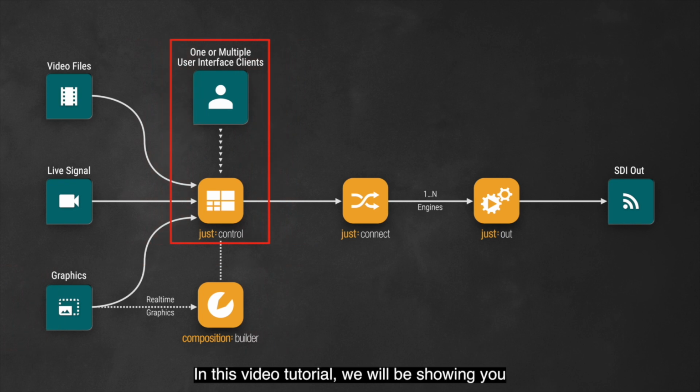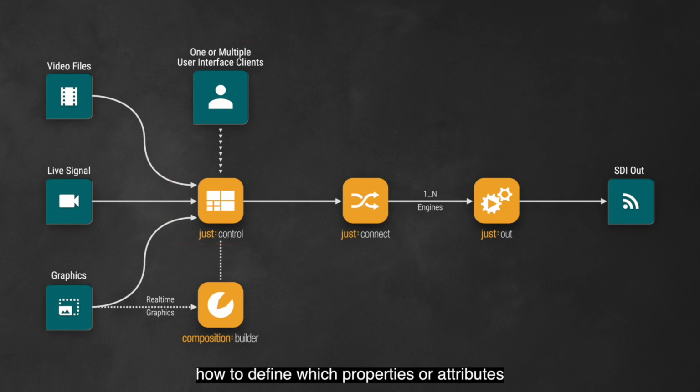In this video tutorial, we will be showing you how to define which properties or attributes of an element of a composition can be changed or edited once the composition is on air.